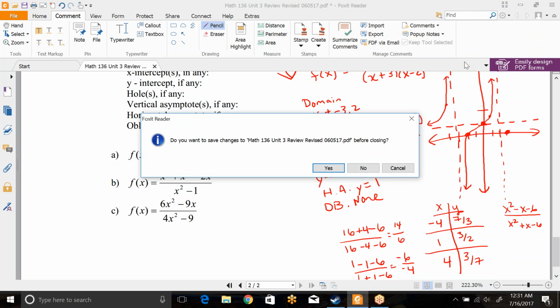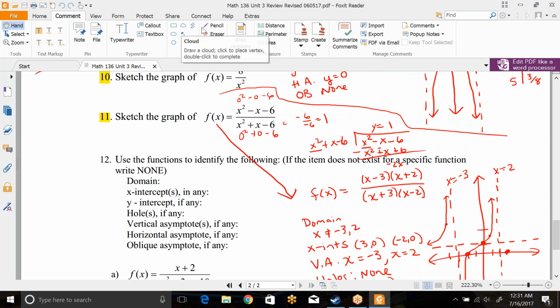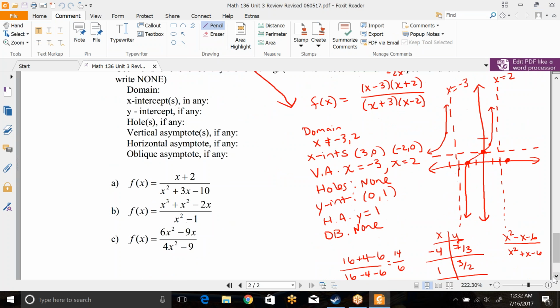hold on just one second, my PDF crashed. Okay, so I'm back. 3/7 is that last point that we need to plot. So let me get my pen back. And this is at +4, 3/7. So notice this is staying below that horizontal line.